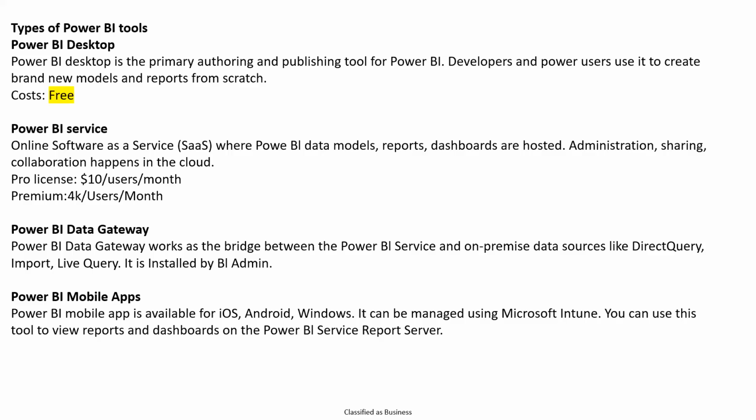So for that, the license, okay, there are three types of license, but here I have mentioned two types only. Pro license cost is $10 per user per month. Premium cost is 4,999 per user per month, which is very, very high as per the capacity usage, as per the dedicated data center they will try to provide for us, if you are using the premium.